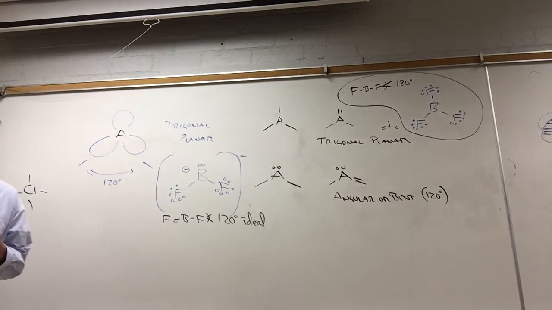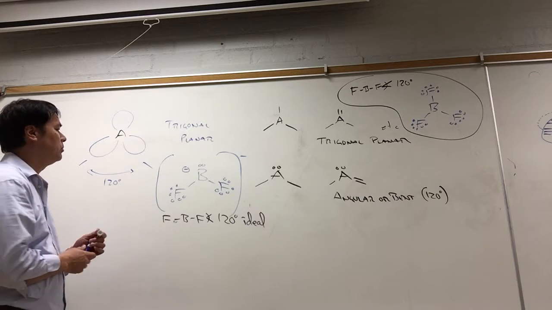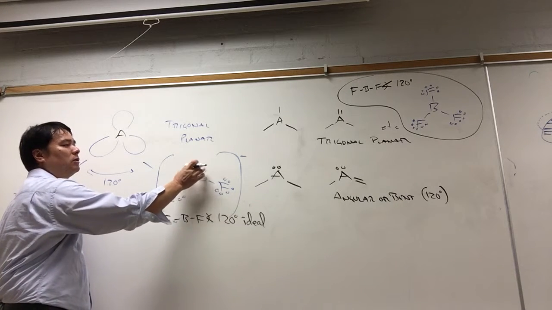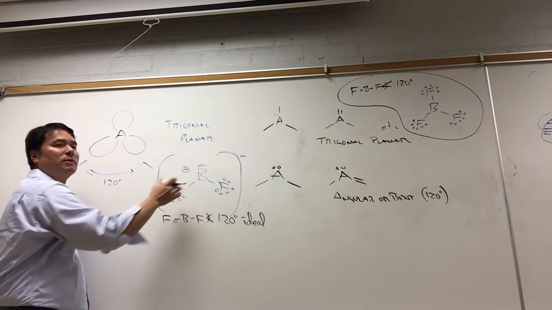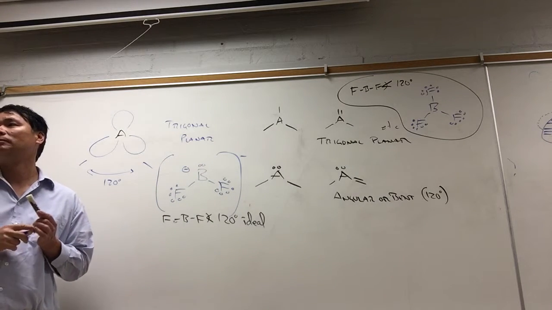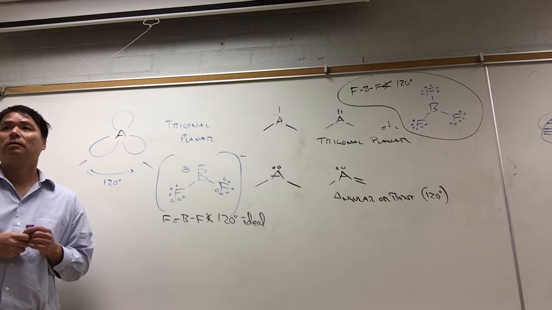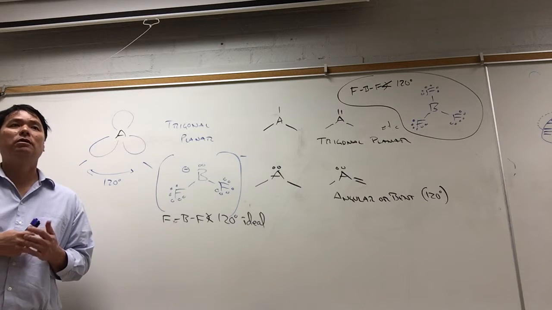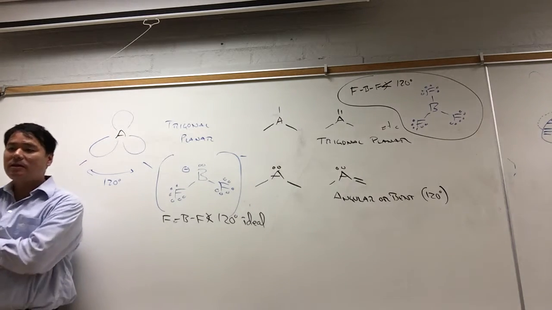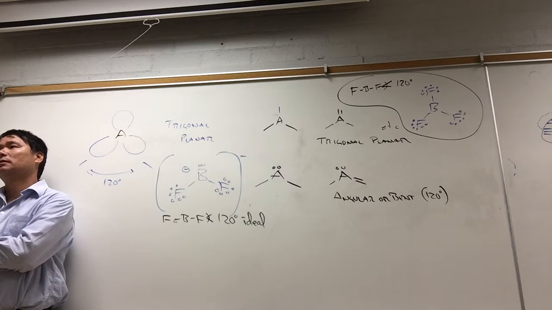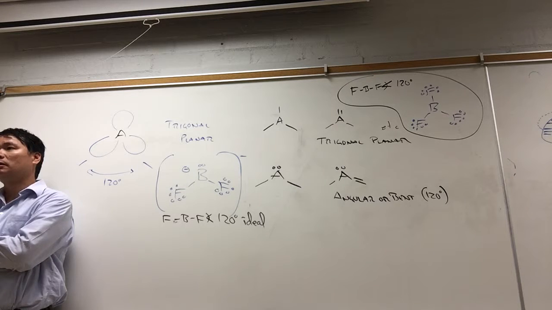But it turns out that these three groups don't have the same degree of repulsion. For example, do lone pairs require more space or less space than single bonds? They require more space. Why do lone pairs require more space than a single bond?